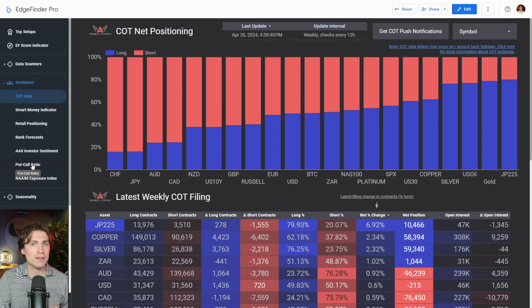So this report might not be exceptionally useful to scalpers or intraday traders, but for swing traders, position traders, or even investors, the Commitment of Traders data can be very, very useful. So check this out.